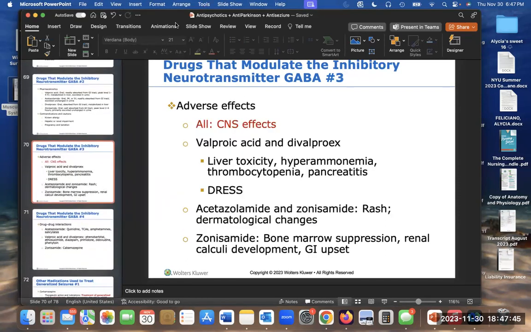CNS effects, okay? But for the valproic acid and divalproex, remember, both of these work on GABA. They can cause liver toxicity, hyperammonemia, or too much protein, thrombocytopenia, which means low platelets, so we've got to put them on bleeding precautions, and pancreatitis. Acetazolamide and zonisamide, okay, they are both the ones that work on those electrolytes, so we're looking at rash and dermatological changes. Okay, and zonisamide can cause bone marrow suppression, right?